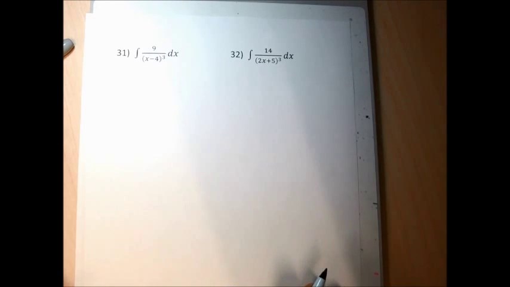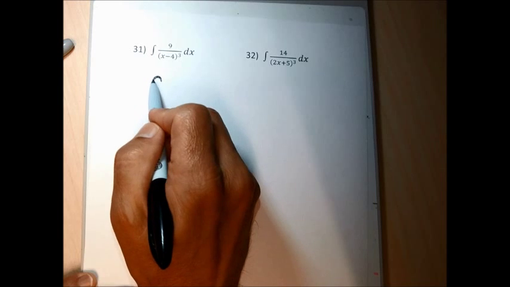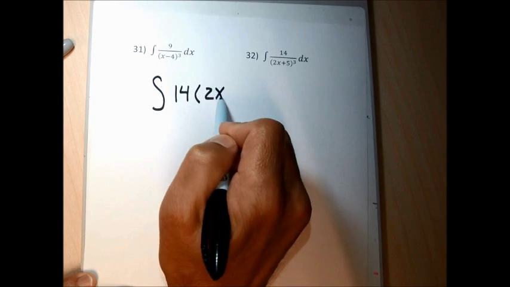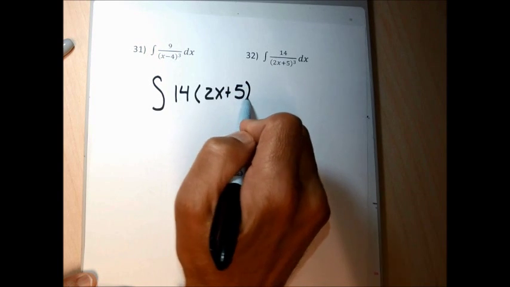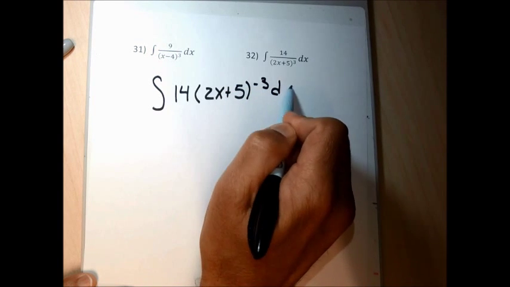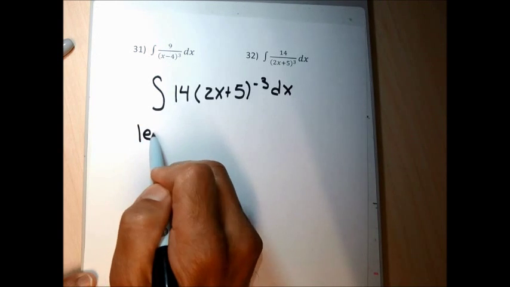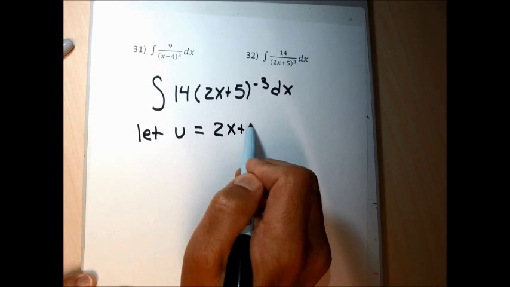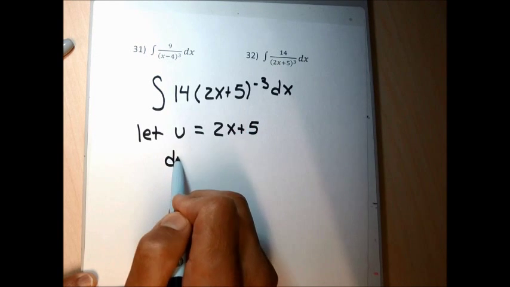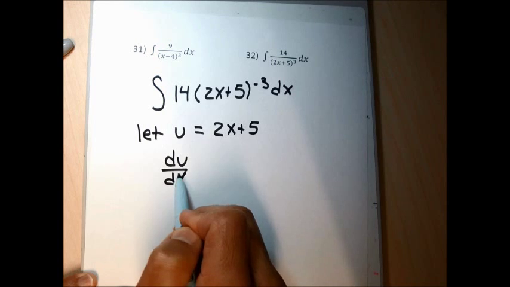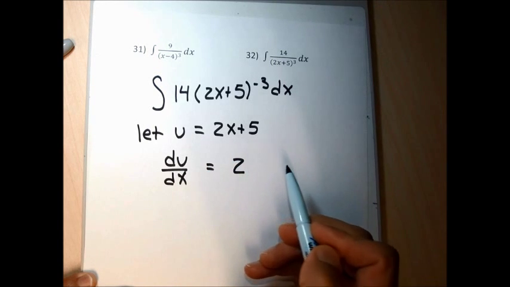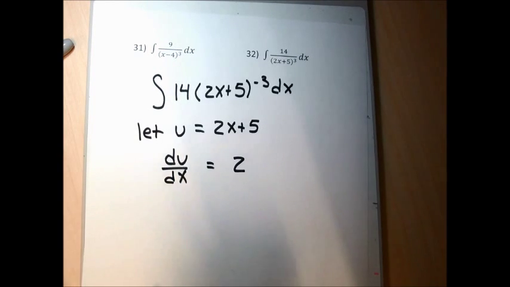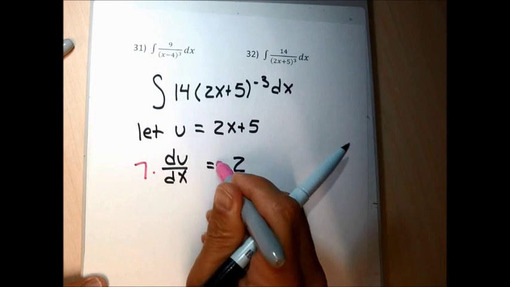All right, 31 and 32. I need to rewrite both of these without the fraction with a negative exponent. I let u be the inside of the parentheses. Take the derivative with respect to x. I get 2, but I need a 14. How do I turn a 2 into a 14? Well, I have to multiply by something, and I'm going to multiply by 7.